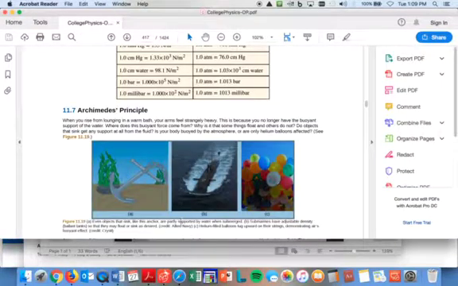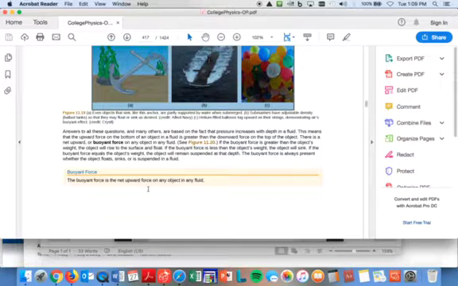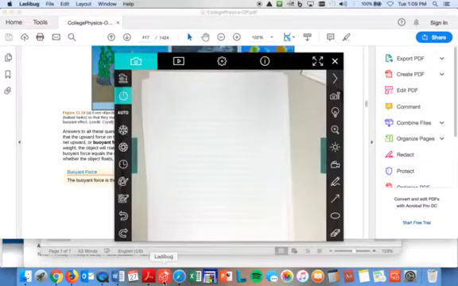All right, so we're doing the Archimedes principle. That shows us the buoyant force is the net upward force on an object in any fluid. So there's going to be a net upward force on the object in any fluid.